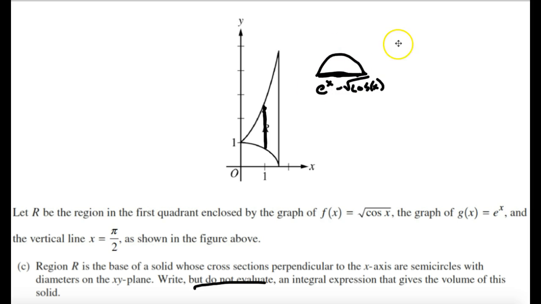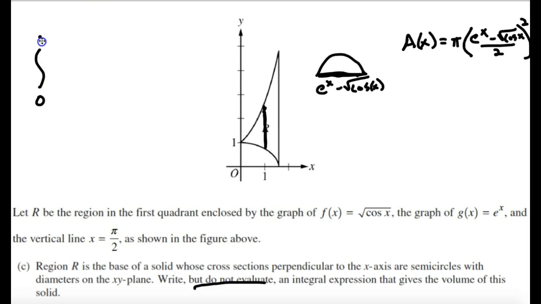Well, the area of this semicircle, remember our goal is always to write the area of our cross-section. Area is pi times the radius squared. Well, the radius would be the diameter over 2, right? So e to the x minus the square root of cosine of x, over 2, squared. So pi times the radius squared. So then the integral of that would be from 0 to pi over 2.